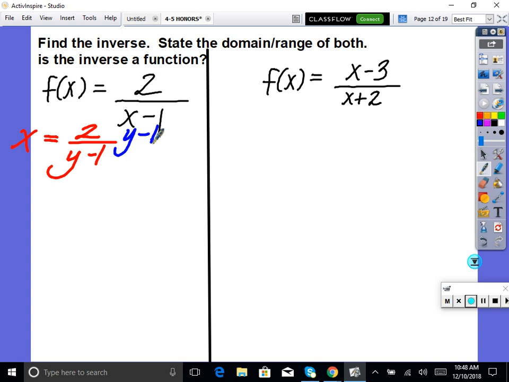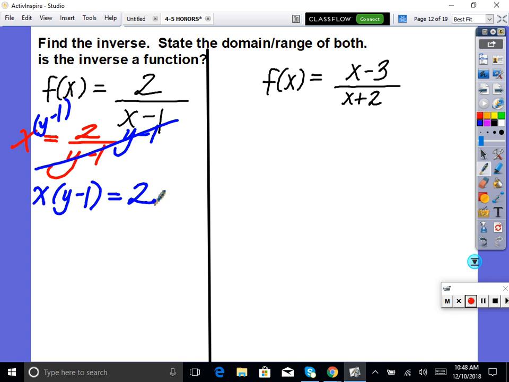Multiply by y minus 1, right? I keep having people say multiply by the conjugate, but then we would have a y squared minus 1 on bottom, which made it worse, right? Okay, but it was a good thought. Okay, so multiply both sides by y minus 1. So now it divides out on this side, and we have x times y minus 1 equals 2.